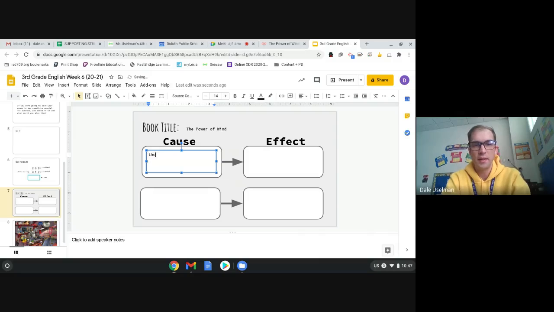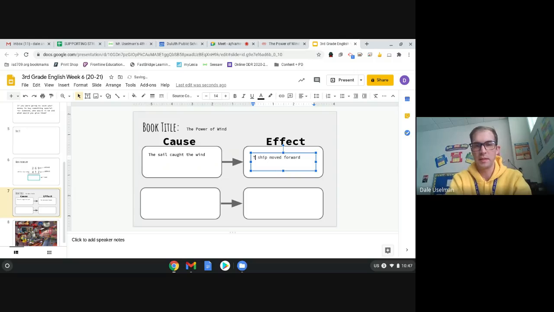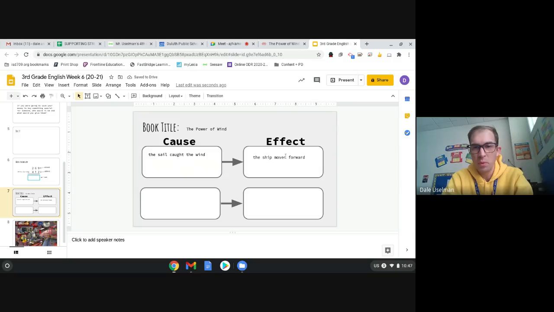The sail caught the wind. So what happened? Right. The ship moved forward. Technically we wouldn't need that capitalized because these aren't complete sentences. It's just that the computer wants to automatically capitalize it because it thinks it's the beginning of a sentence. All right, so as we're reading, I want you to look for more of those cause and effect relationships. I'm going to make sure to point one more out as we're reading this book.